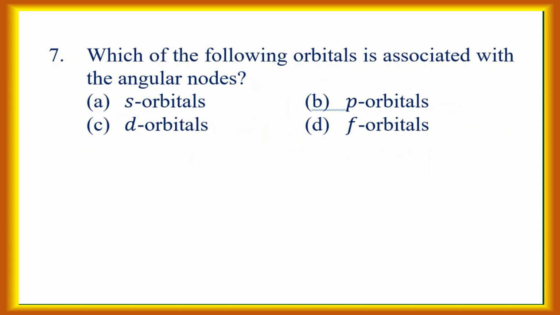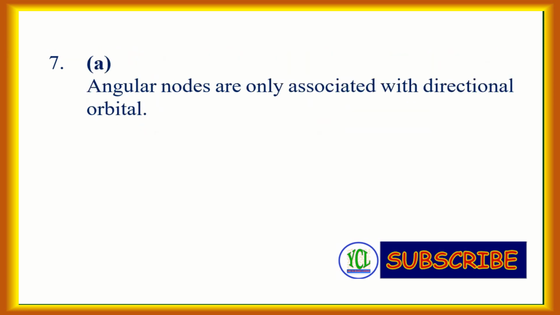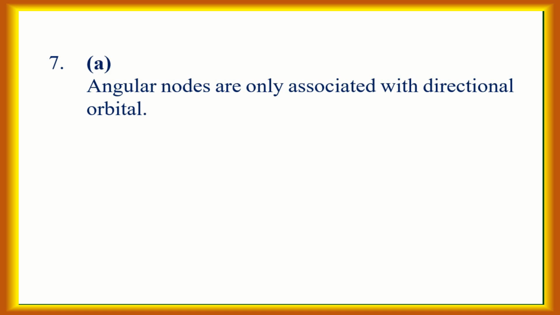And next, question 7. Which of the following orbitals is associated with angular nodes? Option A, s orbital; B, p orbital; C, d orbital; D, f orbital. So the answer is A. Angular nodes are only associated with the directional orbitals.